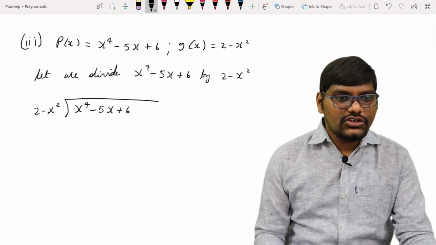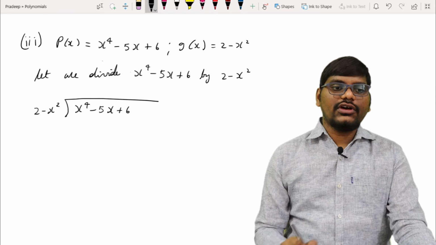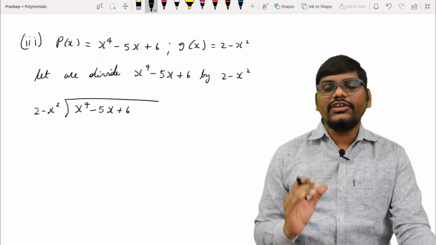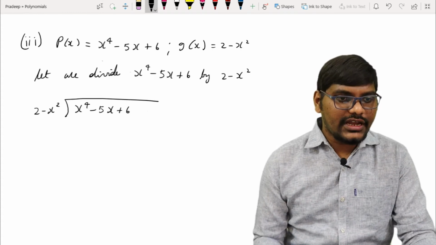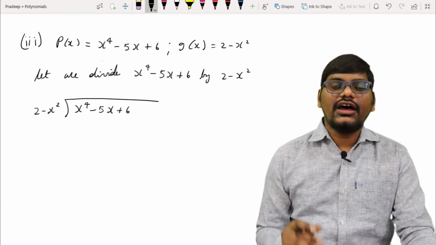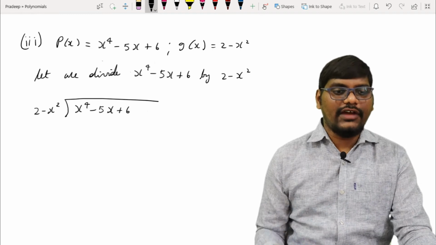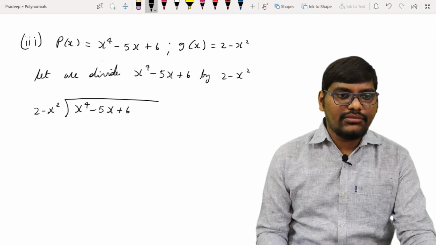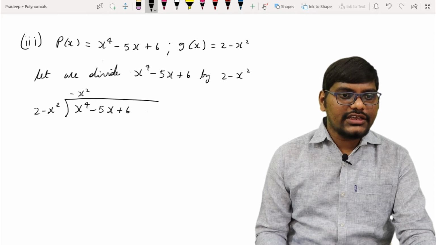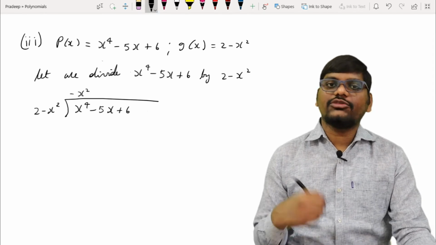Okay, so now 2 into x power 4 is how much? We always have to see that we should eliminate the highest power. So now here x square is there, so we'll take the values according to the x value. So now here is x square, so if I take minus x square, I'll be getting x square into x square, that will be x power 4.